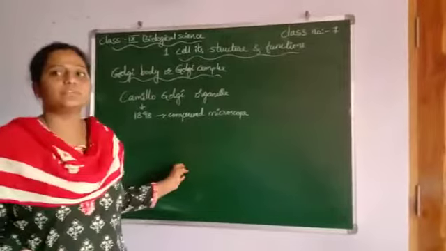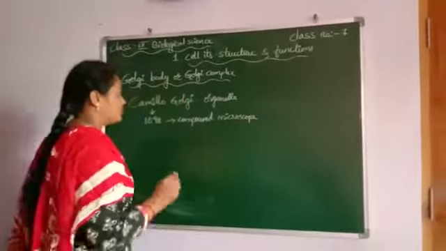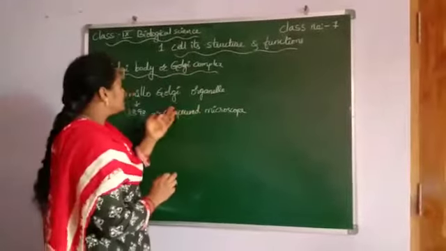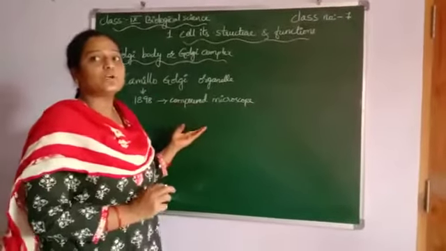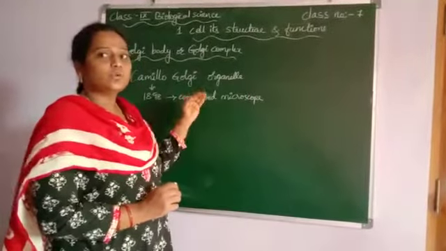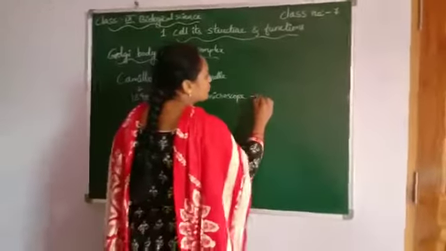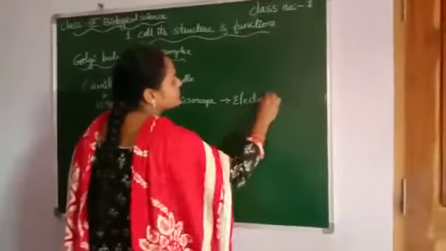The structure could be observed only under the electron microscope. To see the shape of the Golgi complex, Camillo Golgi used a compound microscope, but to observe the total fine structure, it is possible only under the electron microscope.